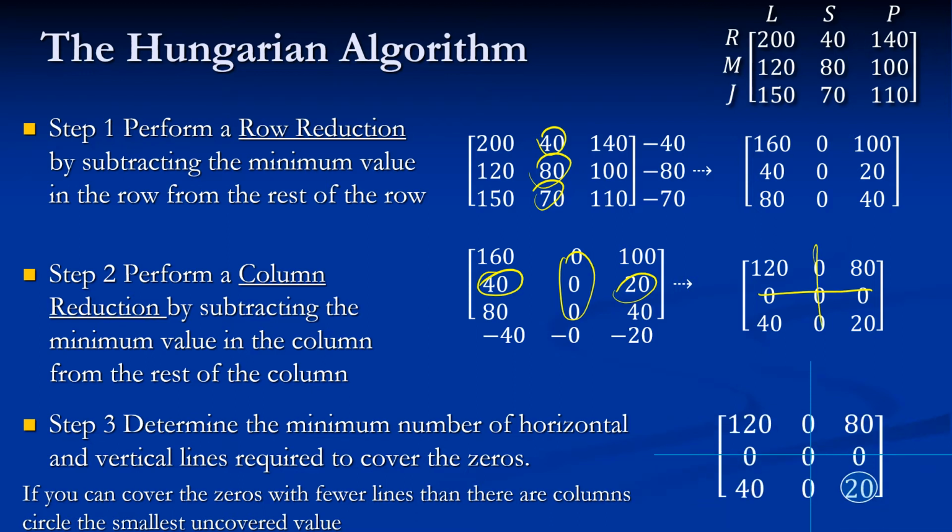So what we want to do is determine the minimum number of horizontal and vertical lines that are required to cover the zeros. Now, if you can cover the zeros with fewer lines than there are columns, you circle the smallest uncovered value. And that's going to be this one, hasn't it?